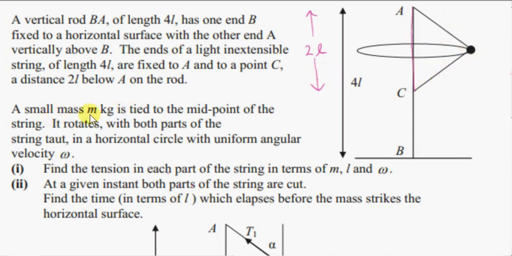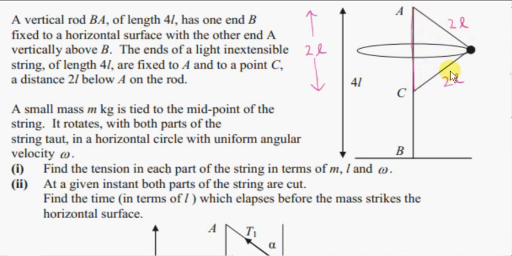We're given that a small mass m kilograms is tied to the midpoint of the string. So that means that this distance here is half of 4L, which is 2L, and this here is also 2L. The mass rotates with both parts of the string taut in a horizontal circle with uniform angular velocity omega. So we want the tension in each part of the string, in this part and in this part.